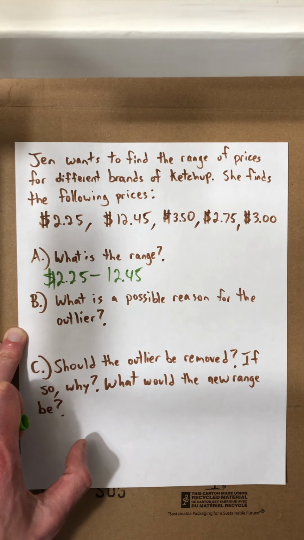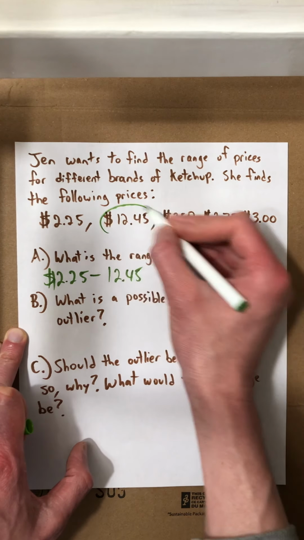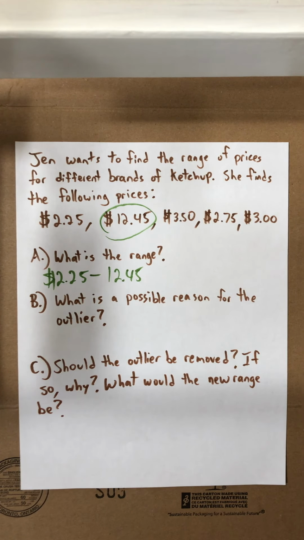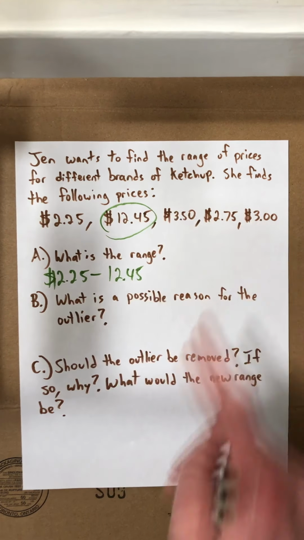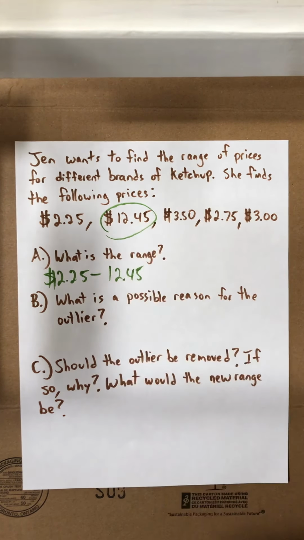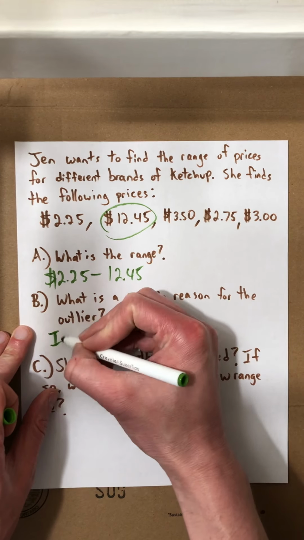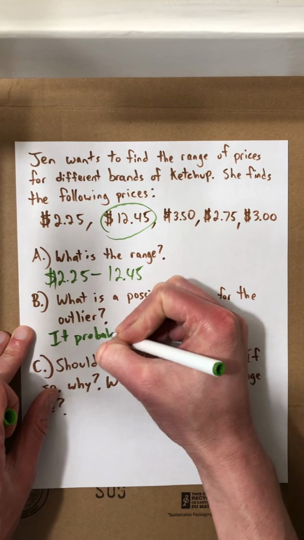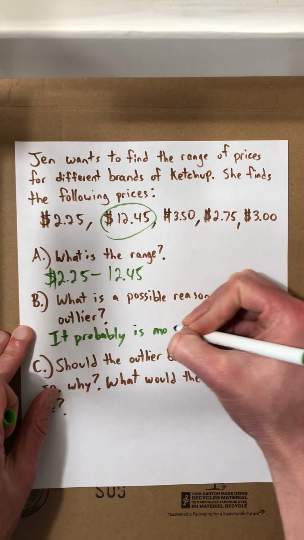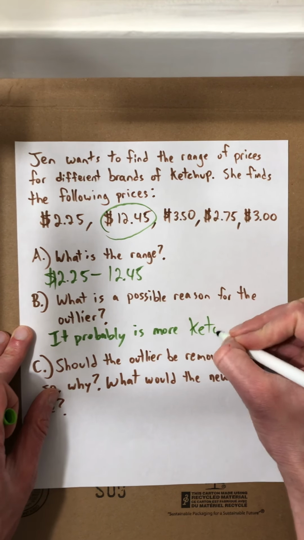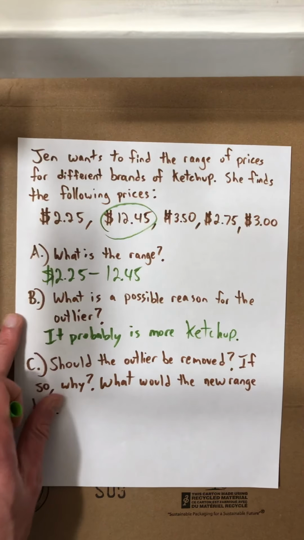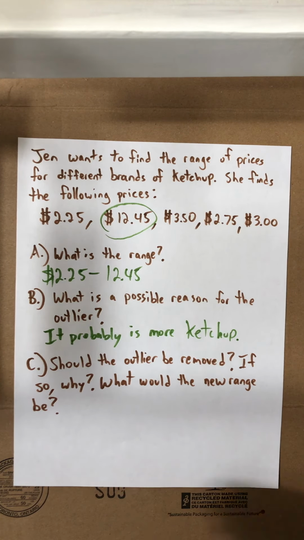What's a possible reason for the outlier? So clearly this $12.45 is the outlier. So what are some possible reasons for it? The most likely reason is that these are probably small bottles of ketchup, and this one's probably either a really big one or that big 4-liter can they sometimes come in. It might even be a multi-pack. It could be that you got like a 6-pack of ketchup in this one. So what is a possible reason for this outlier? It probably is more ketchup. So that's the likely reason why that exists. Again, you have to just think about these things logically to come up with these kinds of answers.